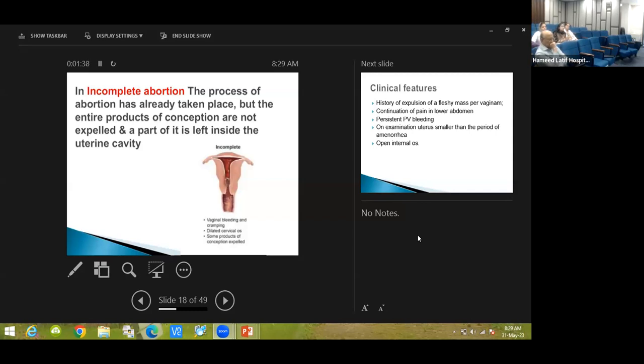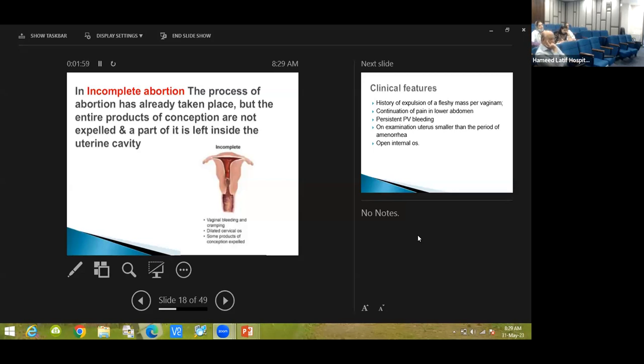We had already discussed abortions, what the definition is, and also incomplete abortions, we were on incomplete abortions. Now, in incomplete abortions, the process of abortion has already taken place, but the entire products of conception are not expelled, and a part of it is left inside the uterine cavity.